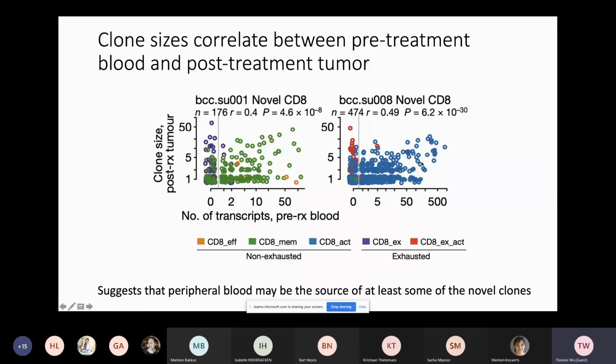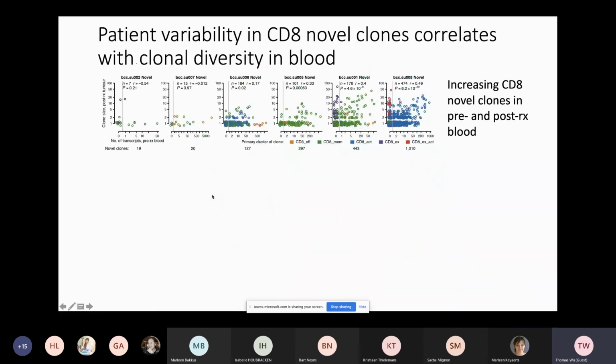And you can see this correlation: when a clone was expanded in the blood before treatment, and then you looked at it again after treatment, they were also often present. These are just the novel clones I'm showing here. So that suggests something here. Now you'll notice these different colors, which I'm going to get to in the next diagram, that we use to classify cells as being non-exhausted or exhausted. And you can see already the hint of a pattern here, that there's some relationship between exhaustion and the fact that it was not expanded in blood. But I'll get to the next slide.